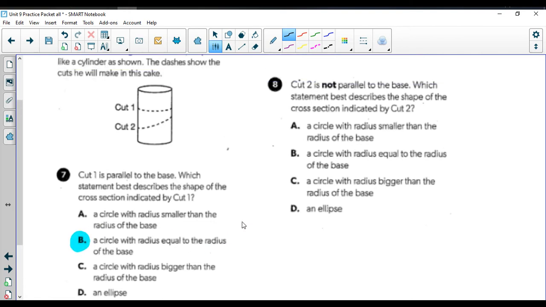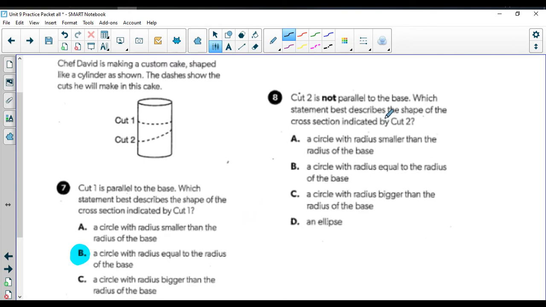For question number 8, cut 2 is not parallel to the base. Which statement best describes the shape? So because this is at an angle, it's actually going to take our circle that we had and it's going to sort of elongate that, which is going to turn it more into an oval or what we call an ellipse. So D is going to be the better choice here.